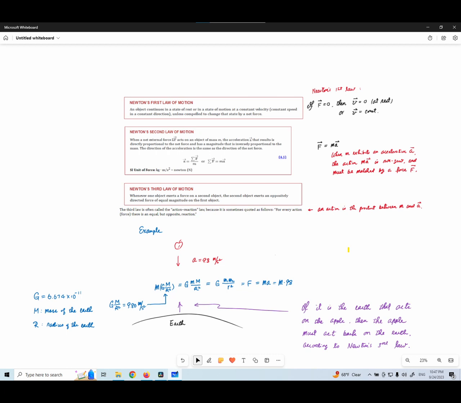Lastly, since in the universe there are no favorites among objects, if m2 can act on m1, then m1 can act back on m2 in revenge, so to speak. So, for every action, there's an equal and opposite reaction, and that is the third law.